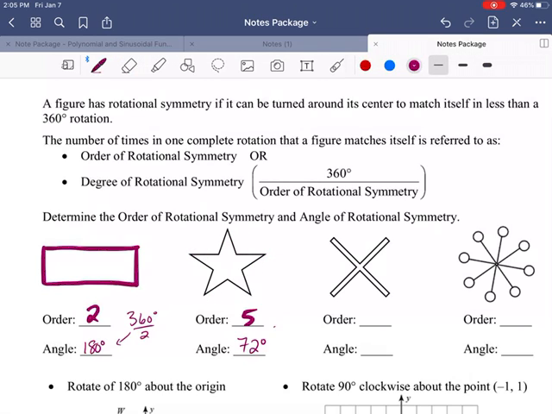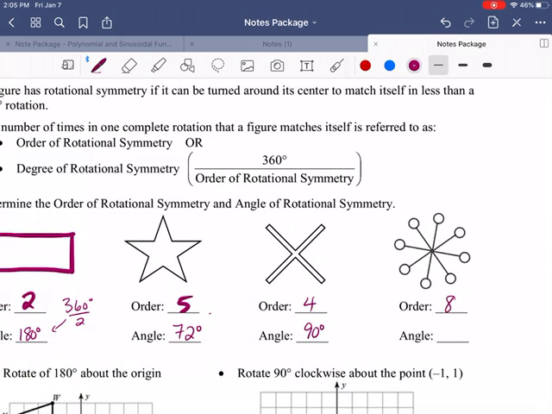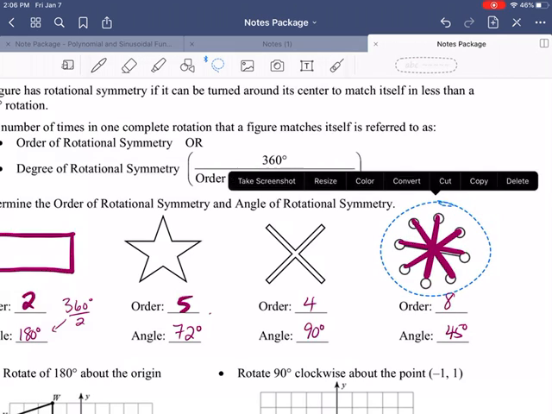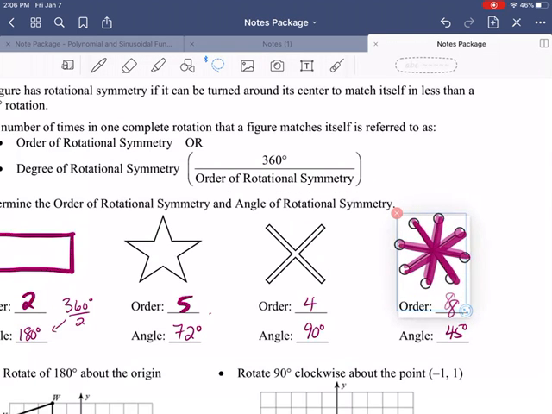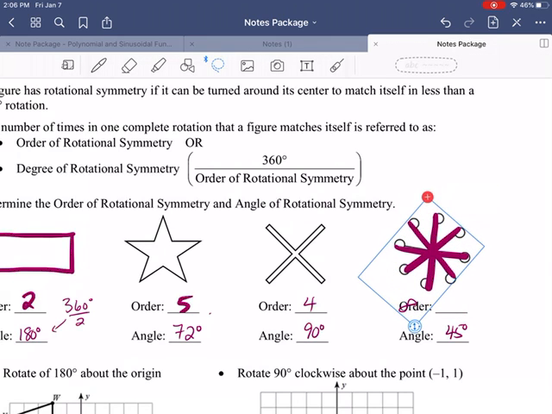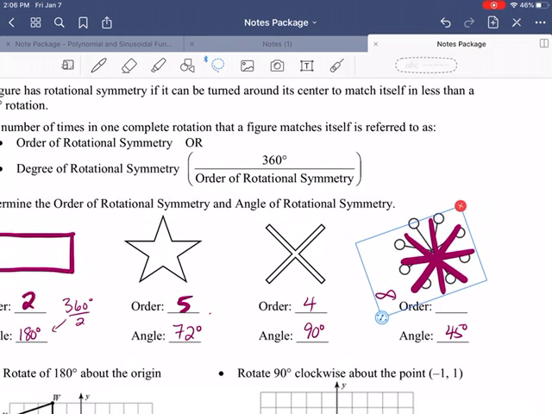This one you could probably see is also is 4. Okay. And 360 divided by 4 is 90. And this last one has order 8, which means its angle is 45 degrees. I won't show you all the, not a perfect drawing. Okay. But you get it. Every time you move one of those spokes, it should line up with another spoke and look the same. Okay? And if you do that 8 times, it works.